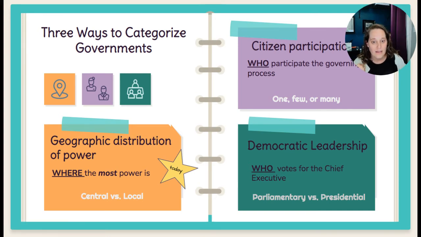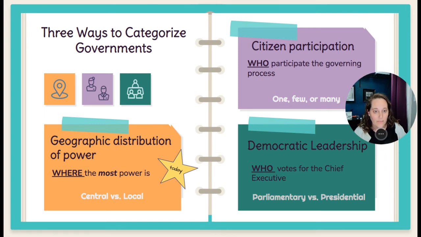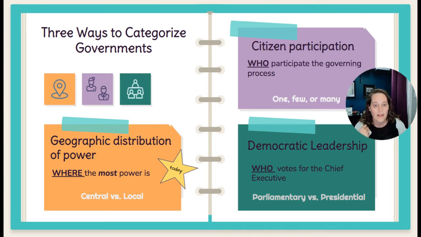The next is citizen participation. I'll move my face here so you can actually see it. Citizen participation is who or how many people actually get to participate and make decisions. And so we'll talk about that in lesson 2. In lesson 3, we're going to talk about democratic leadership. So basically, who actually gets to pick the leadership in a democracy? We're going to talk about all of the different types of democracies when we get to that lesson.